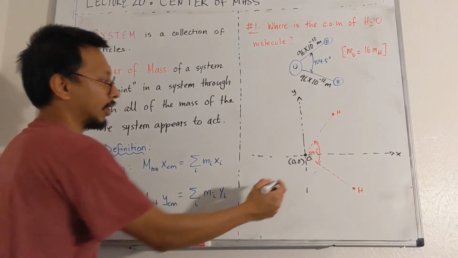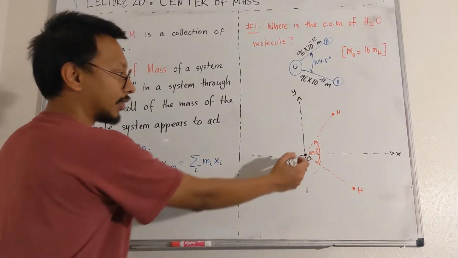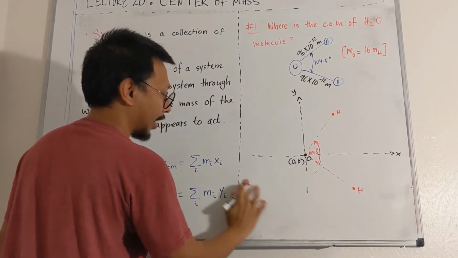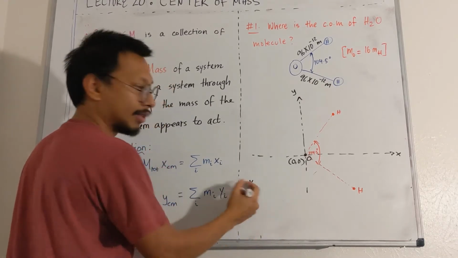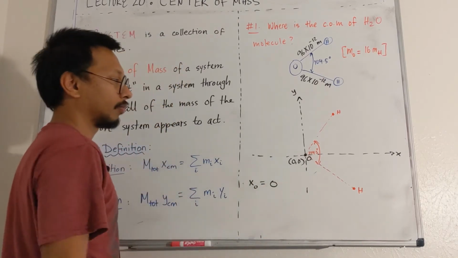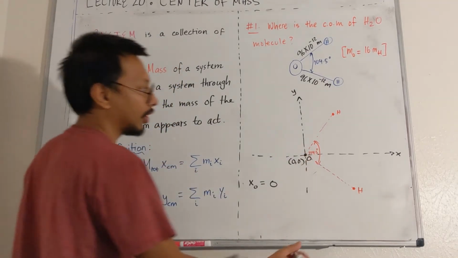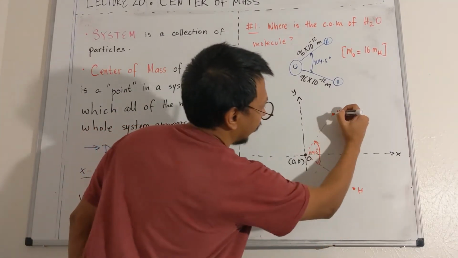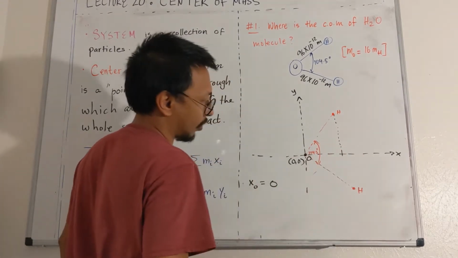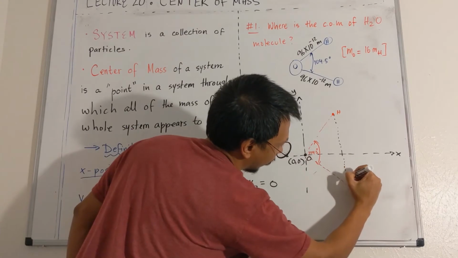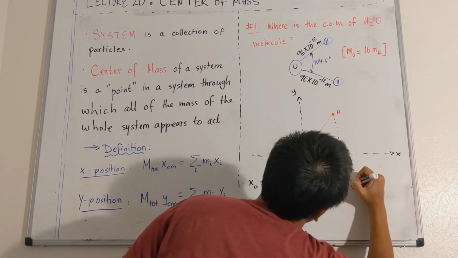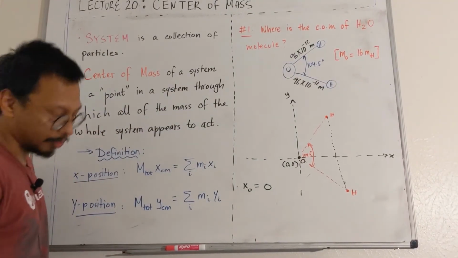So what is the x coordinate for oxygen? Oxygen is at the origin, so x_O is 0 because it is right here at the origin. But what is x_H? Well, they lie somewhere over this x coordinate, whatever it may be. If my drawing is accurate enough, they lie directly above and below each other, so their x coordinates would be the same.